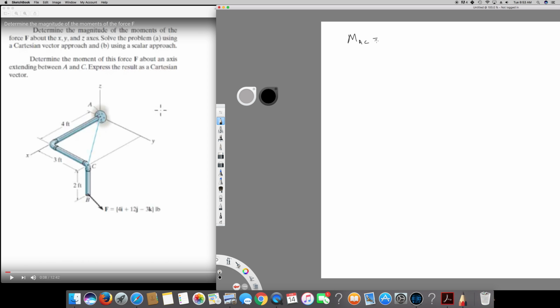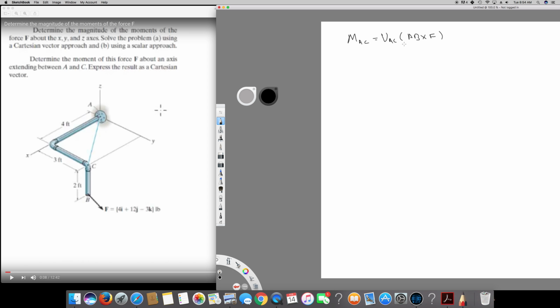MAC is going to be, as you know already, if we want to find a moment, we have to multiply its unit vector and force, right? Unit vector, and in this case the unit vector and the cross product of these things, AB and F. So let's see what happens.